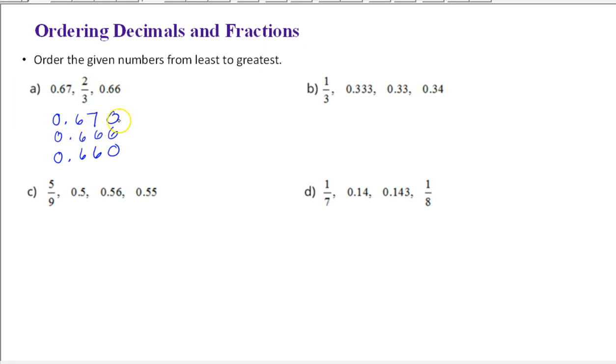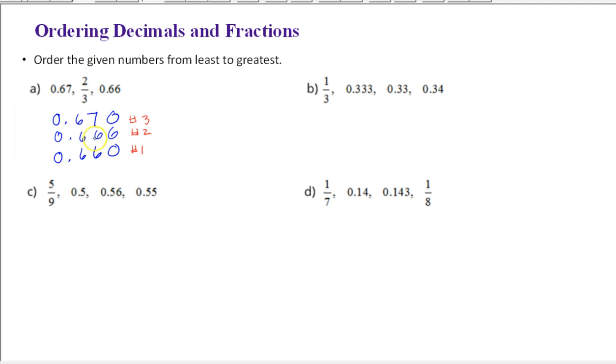Since they're to the same decimal place, the same number of digits, we don't even have to think of them as thousandths, which they are. We could just think of them as whole numbers. So 670, 666, 660. Which is the smallest? Well, 660 is the smallest, so I'm going to label that with a 1. Then 666 is the next largest number, and 670 is the third largest number.